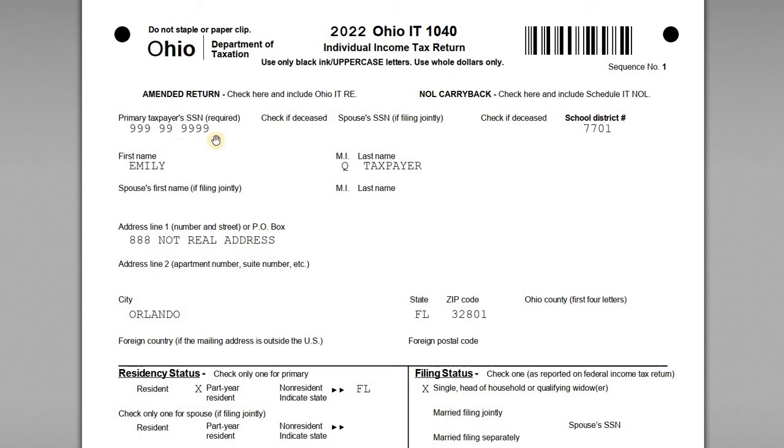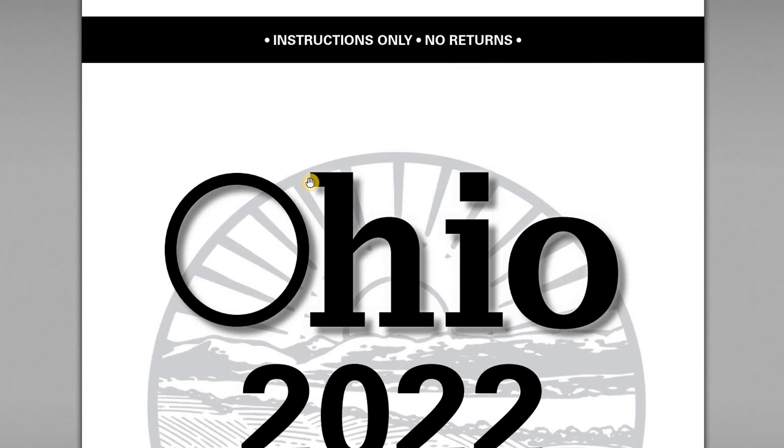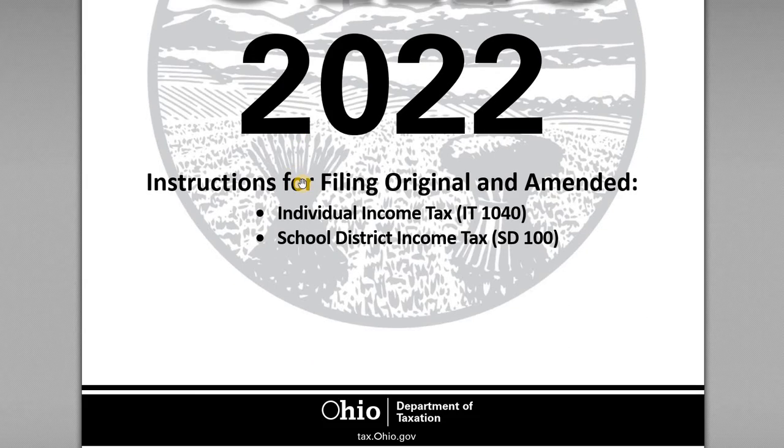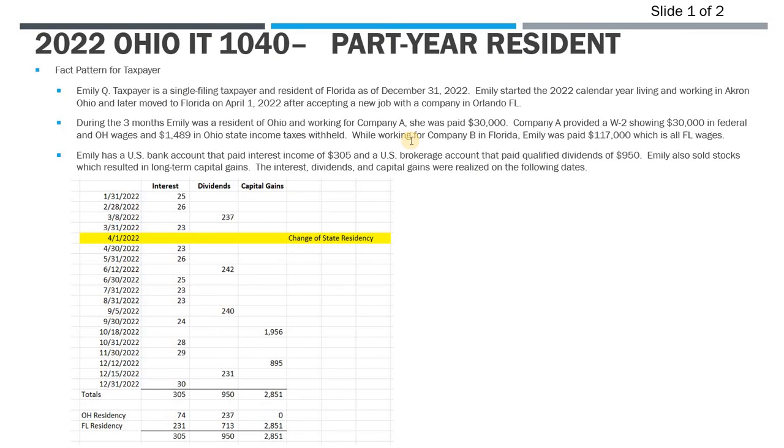So we've got the IT 1040 here for the taxpayer. We've also got her federal form 1040, which we'll need as well. And then we've also got the Ohio form instructions. We'll need to take a look at these instructions to look up the tax tables and calculate the amount of taxes owed on that Ohio income.